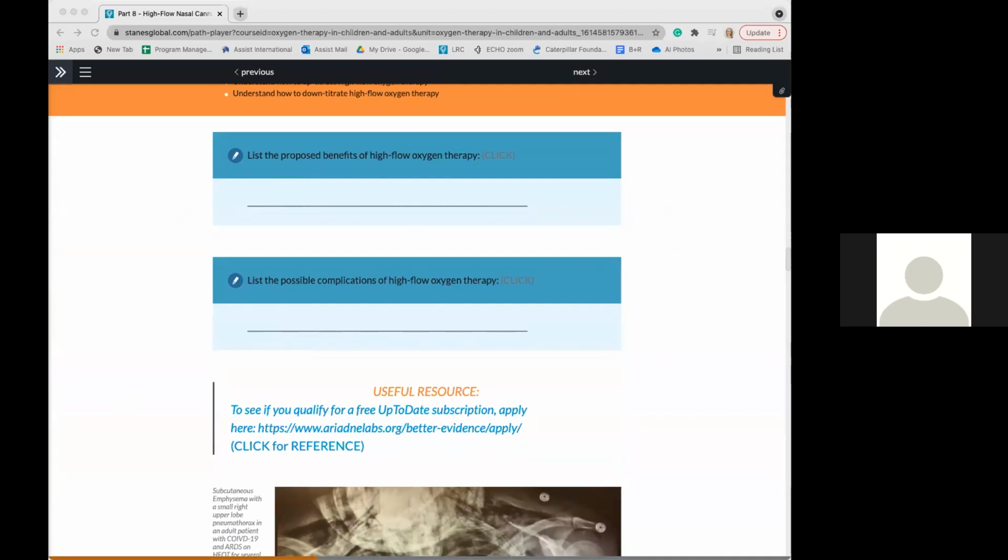So some of the benefits of high flow oxygen therapy include the fact that you would be able to achieve or deliver a higher percentage of oxygen, also called the fraction of inspired oxygen or FiO2, to the patient. That in turn would improve oxygenation, and your oxygen saturations will be observed to be increasing.